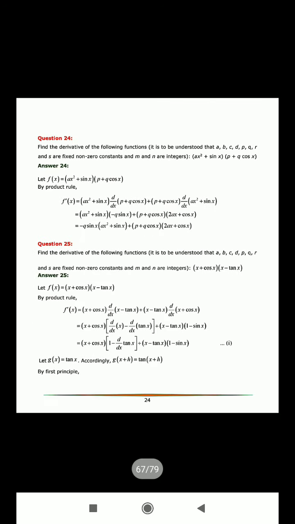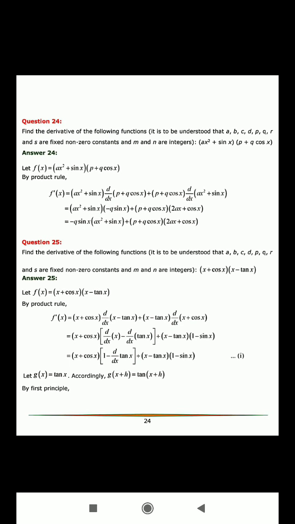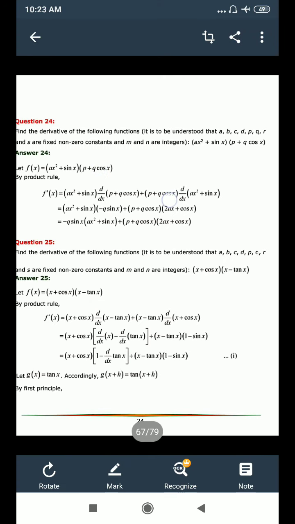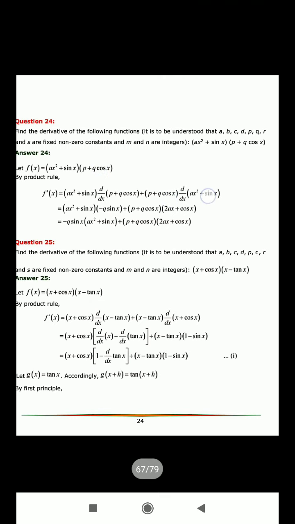Question number 24, again we will use the product rule. First function as it is, differentiation of second function. Now the second function as it is, differentiation of first function. Now you have to differentiate p plus q cos x. So differentiation of p is 0, q we will take outside, and differentiation of cos x will be minus sin x. So it will be minus q sin x.